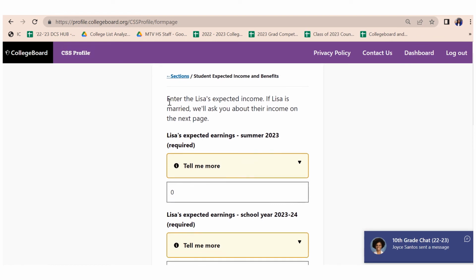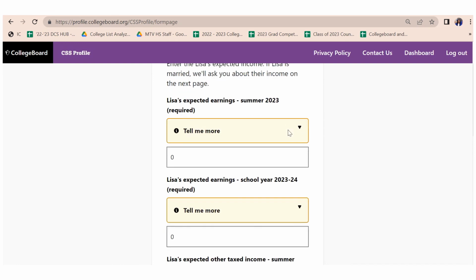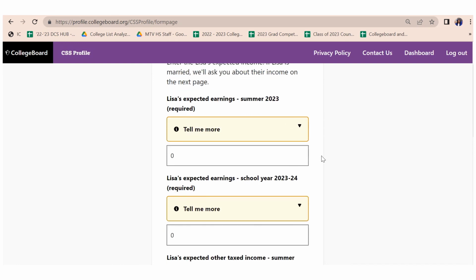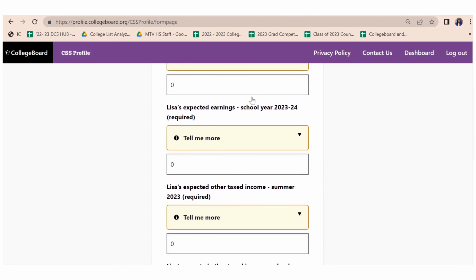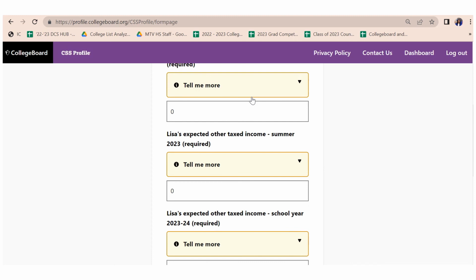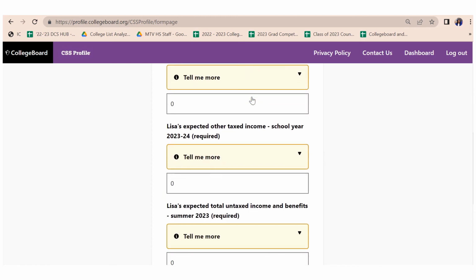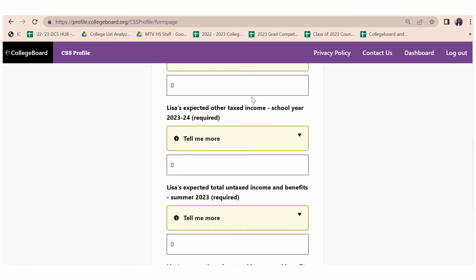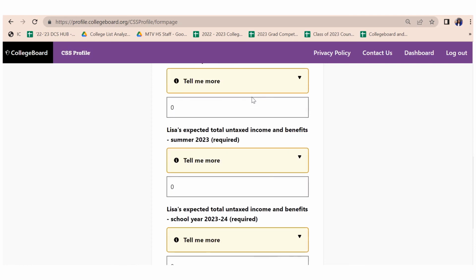These are required, so this is asking to estimate how much the student is expecting to earn in this upcoming summer of 2023, and then in the upcoming school year. So unless you have a guaranteed job that you're going to be working, I recommend putting 0 for all of these, because they're just trying to get an idea of how much income the students will have in the upcoming school year. So I recommend putting 0 to all of these.